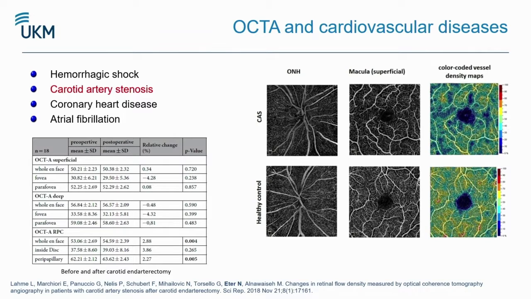So let's look at carotid artery stenosis. And we found that patients with carotid artery stenosis had a much lower flow density compared to healthy controls. Once these patients had a carotid endarterectomy, flow density increased again.